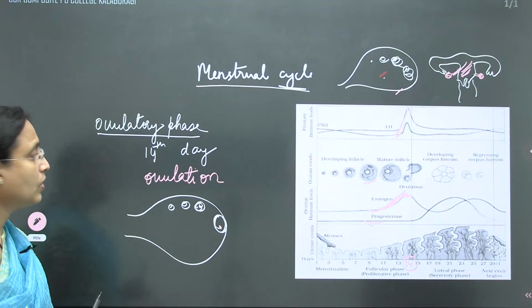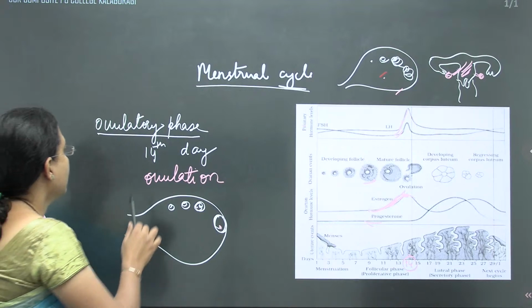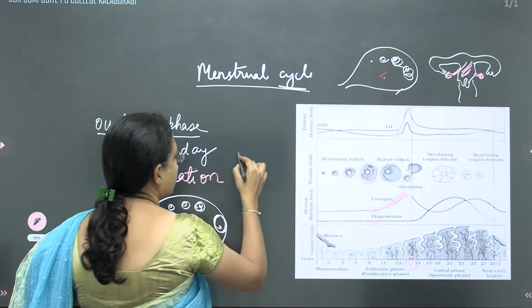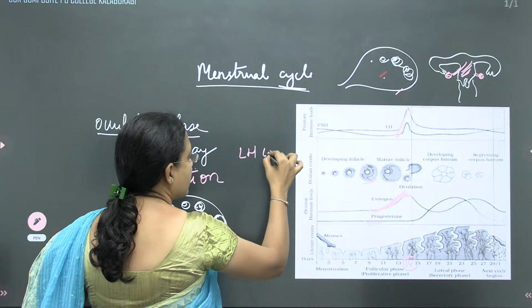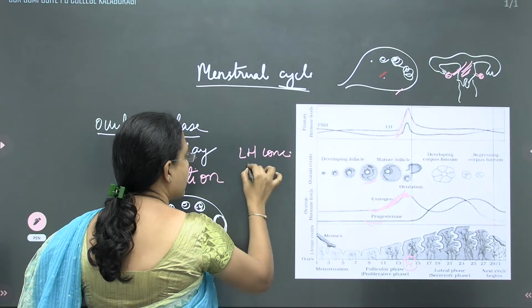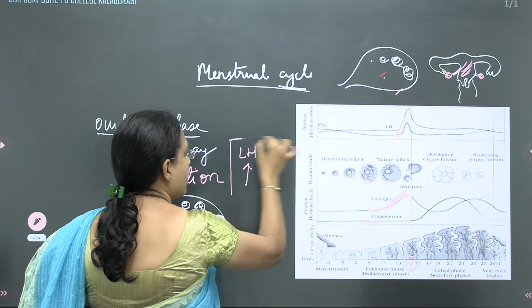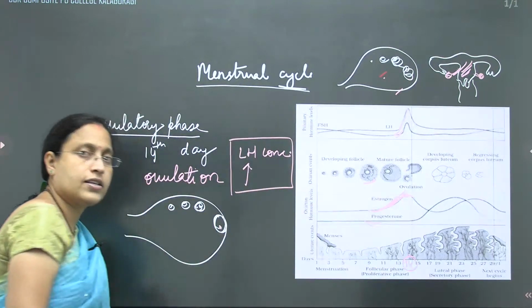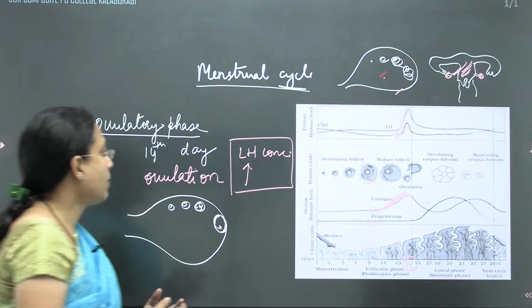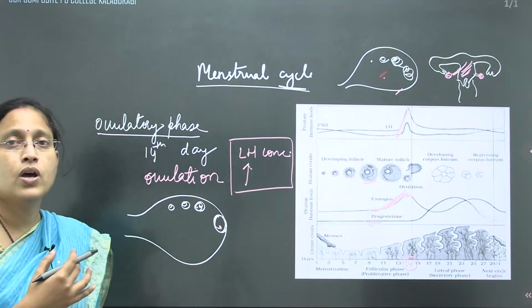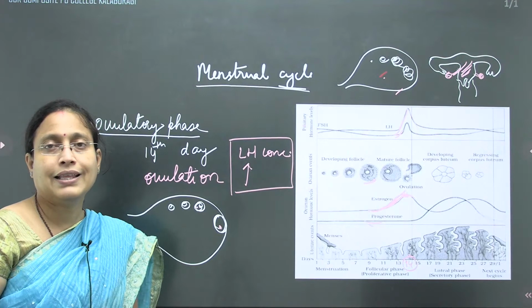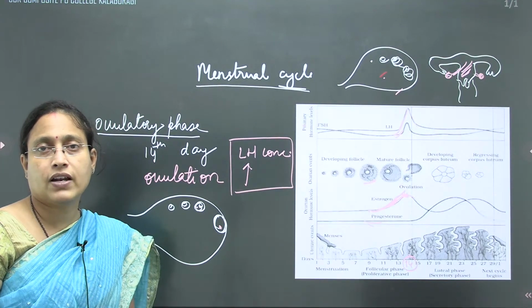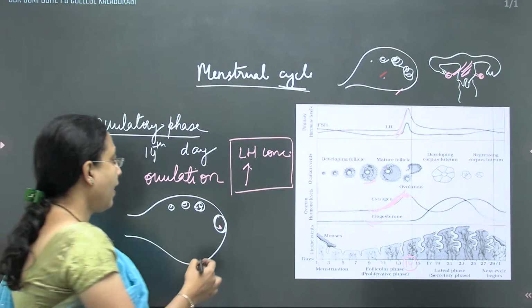Understand? So now what happens? The second hormonal change occurring during this phase is that LH concentration increases. In the blood, LH concentration is going to spike up. Understand? So a rapid surge in the concentration of LH occurs. So it is also called the LH surge.